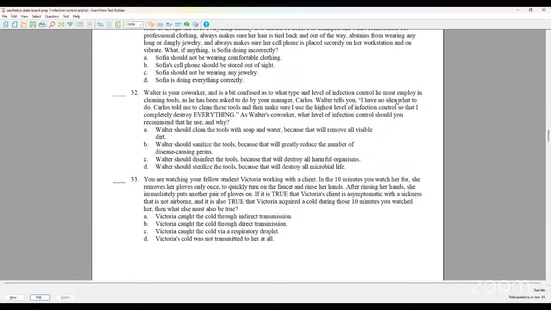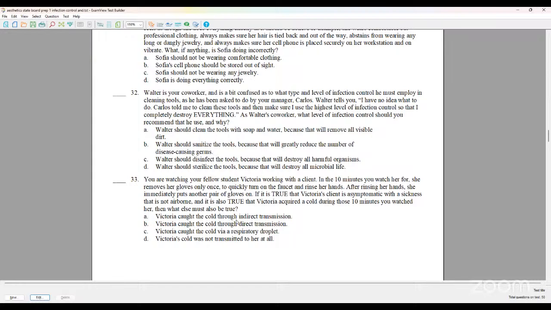So it's a lot of wording. What they're simply saying is, in that 10 minutes, remember, she's doing a client and she took off the gloves. They said if it is true that Victoria's client is asymptomatic, which means she can have a cold but no symptoms, with a sickness that is not airborne, so it's not in the air, and it is also true that Victoria acquired a cold during those 10 minutes you watched her, then what else must also be true?